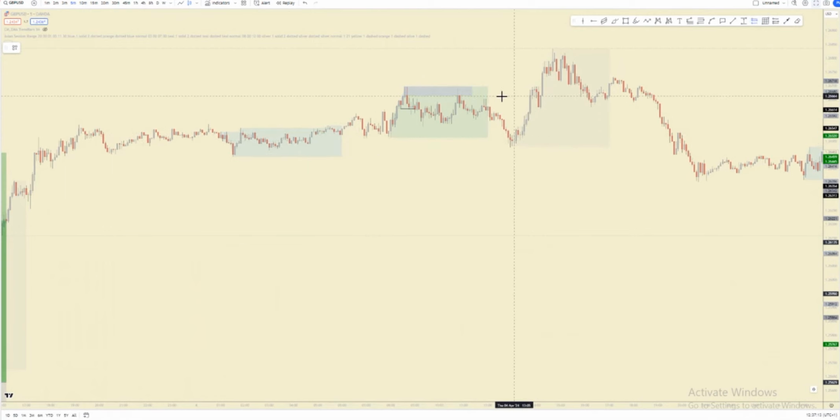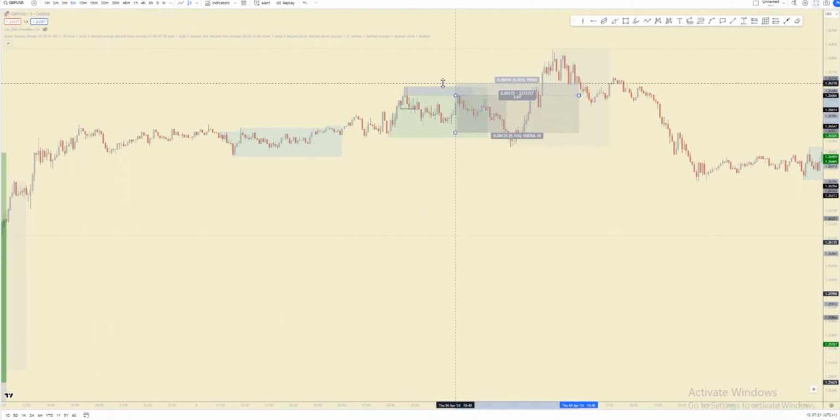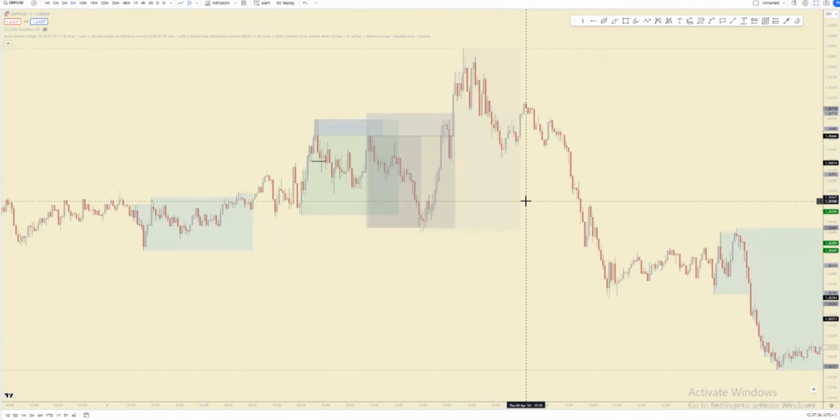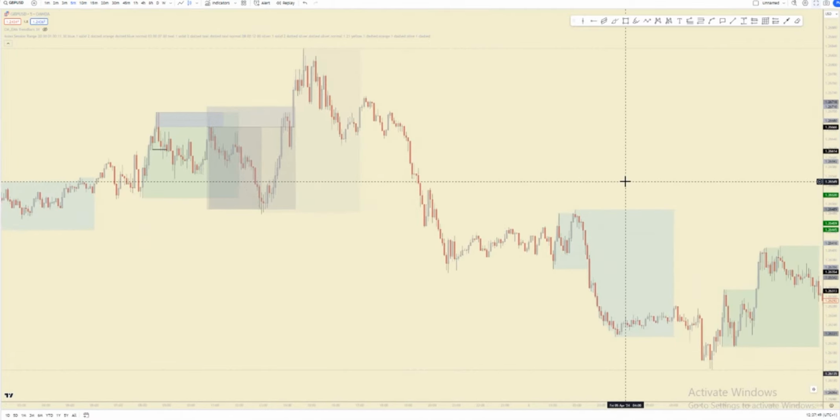So this might fail. This one right here might fail because it failed. Stop loss there. Around 1:3, 1:4 before it came back to take us out. So we call this a break even. A break even trade. So we continue.